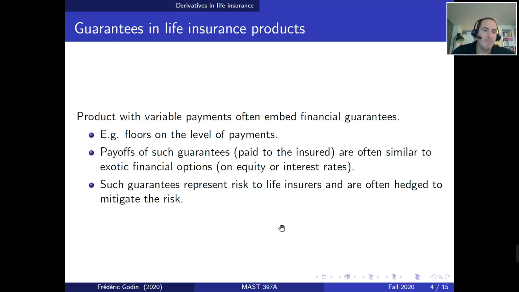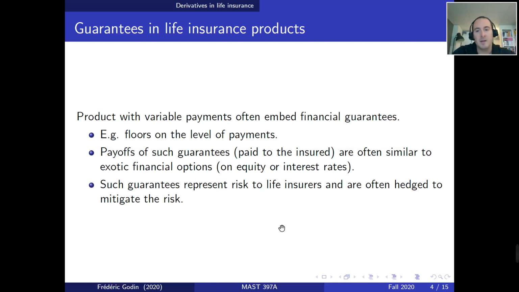So we said that payments can be either variable or fixed. But those which are variable typically come with some embedded financial guarantees. For example, if the payment is variable, the insurer might guarantee the policyholder that the level of payments will not drop below a certain quantity. So they put a floor on the level of benefits provided to the policyholder to make sure that there's no financial hardship for the policyholder.